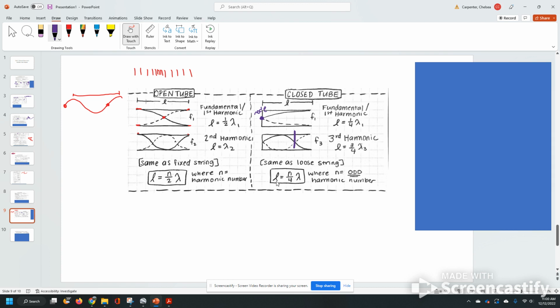So for here, the length of the pipe is n over 4 times the wavelength, where n is only odd harmonic numbers. And it says same as a loose string right here. We didn't really talk about that, so you can ignore that.